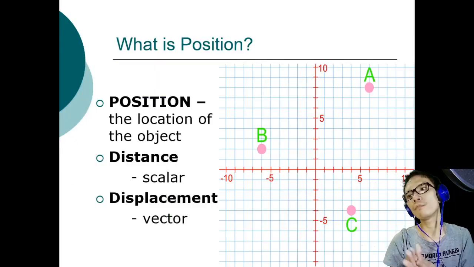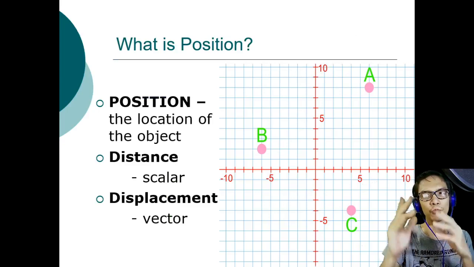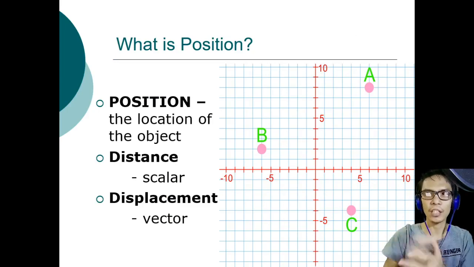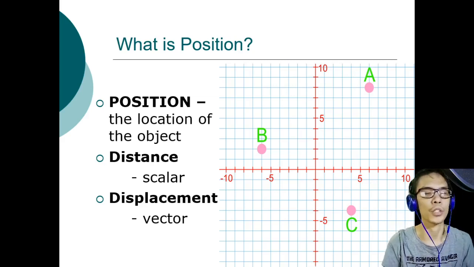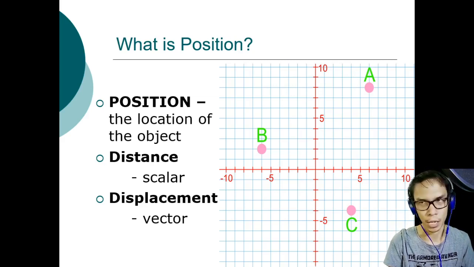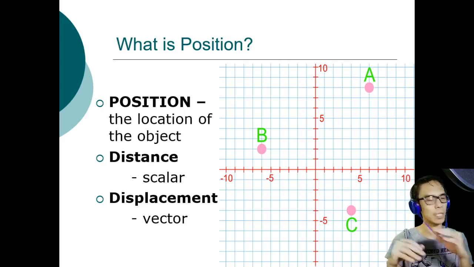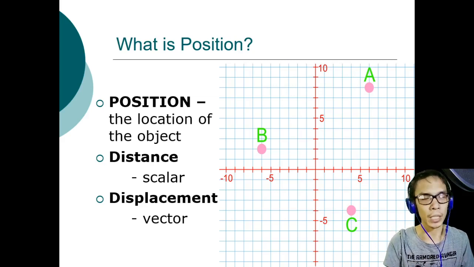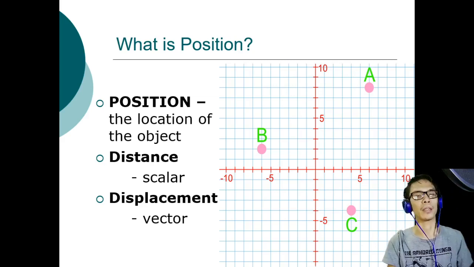So let's start first with the first entity, which is called the position. So what is the position? Position is the location of the object. So that's the definition of position, the location of the object. And position can be distance or displacement.